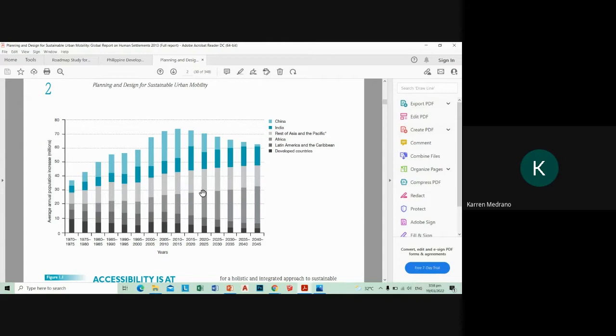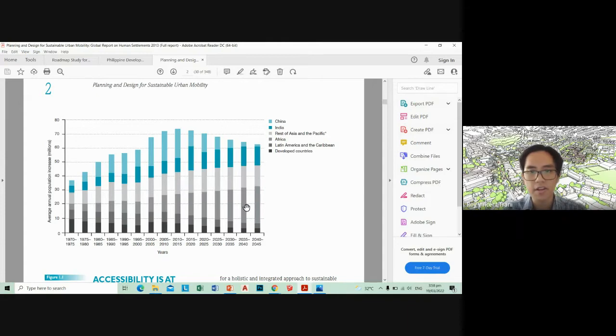Yes, sir. Okay. This dark gray here refers to Latin America and Caribbean countries. So it's increasing more and more as you go to 2040. And then in the rest of Asia Pacific, this gray over here, it's fairly constant. The Philippines would fit under here, the rest of Asia and the Pacific.